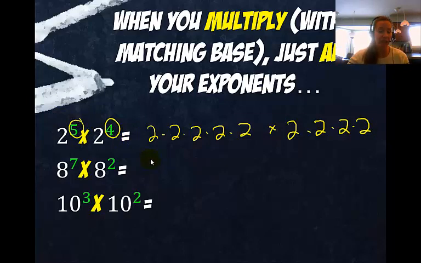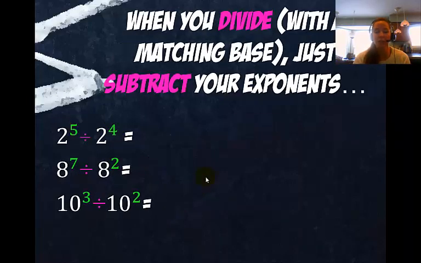8 to the 7th times 8 to the 2nd, well, I've got 9 8's being multiplied. 10 to the 3rd times 10 to the 2nd, you'll notice I did that. It looks familiar, right, with our 10's, 10 to the 5th. So we're going to be doing that with our exponents in a little bit. The opposite is true when you divide with the matching base. You just get to subtract your exponents.